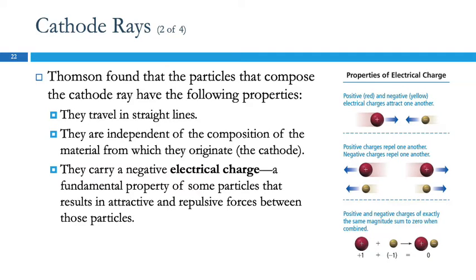Well, he did some studies with this very curious phenomenon, and he found that the particles in those cathode rays had some properties. They travel in straight lines, and they were independent of the composition of the material they originated from. So if the cathode was tin or copper or gold, it didn't matter, the cathode rays had the same properties. He also found that they have a negative electrical charge.